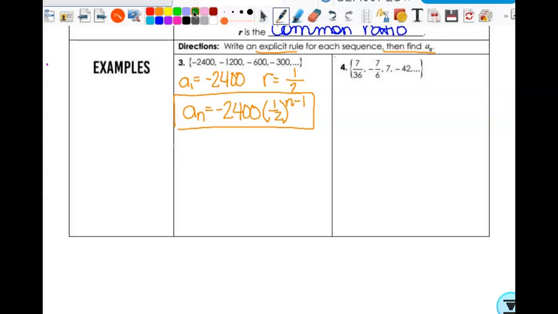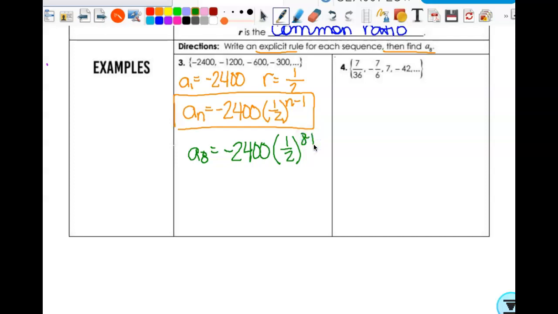Just because you get to use a calculator does not mean that you're allowed to not write anything down. The great majority of you do understand that, but there are a few of you that don't understand that and got lots of points taken off your test. You can't just have a number, okay? You have to have an actual, what did you do here? So I have a sub, what am I looking for? The 8th term, that is equal to negative 2400 times r, which is 1/2 to the 8 minus 1 power.